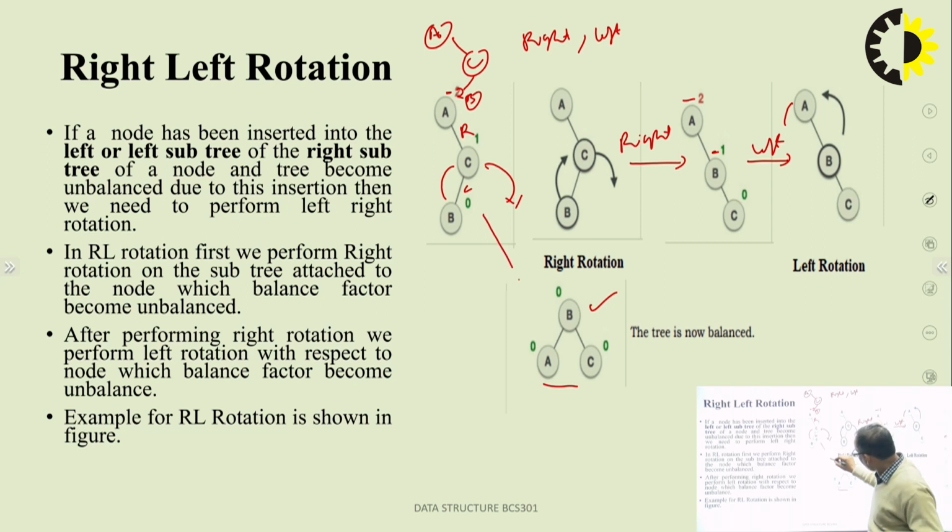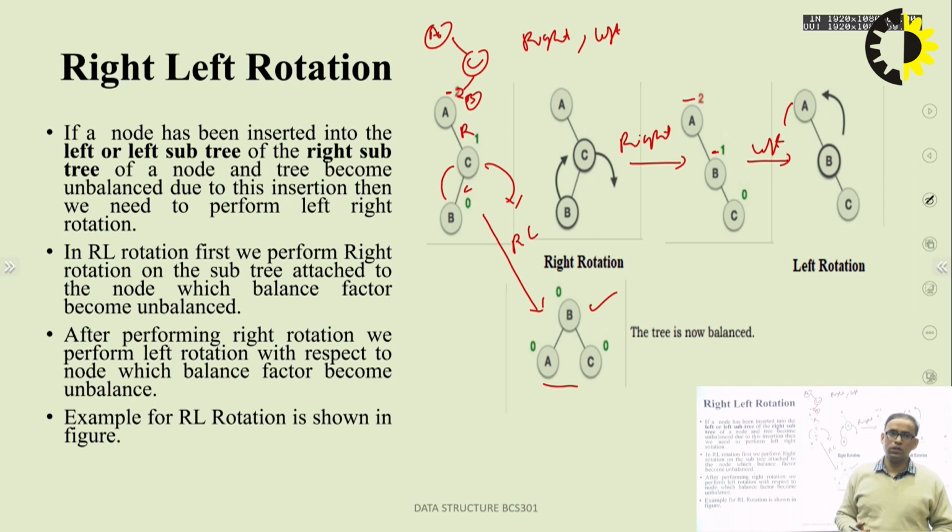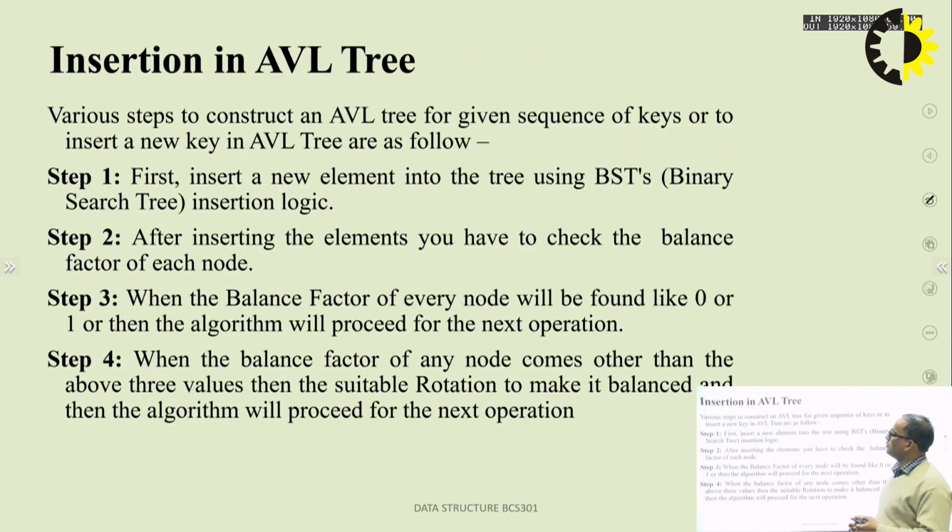So the RL rotation: this is the given tree, and this tree becomes unbalanced when we insert B. When we perform the RL rotation on this tree, then this will be the result. So in an AVL tree, when we insert or delete a particular node and after insertion or deletion the tree becomes unbalanced, then to make it balanced, we have to perform left right rotation and right left rotation according to the situation. Okay. Now we will see the steps of insertion in an AVL tree.